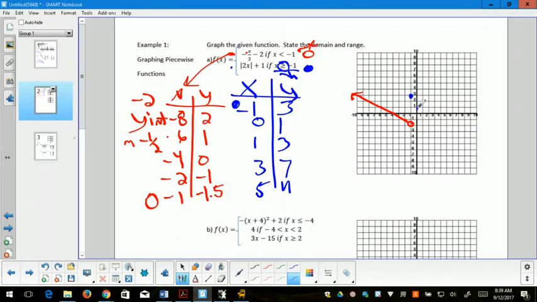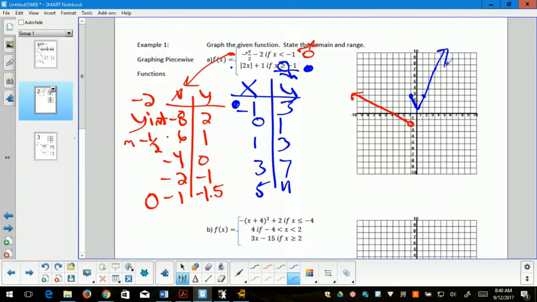Then I have 0, 1 as a point, 1, 3 as a point. It's not working very well. 3, 7 as a point. And 5, 11, which I'm not going to fit on. So it comes down, and then it goes back up. And it doesn't have a maximum value, so I'm going to put an arrow on it as well.